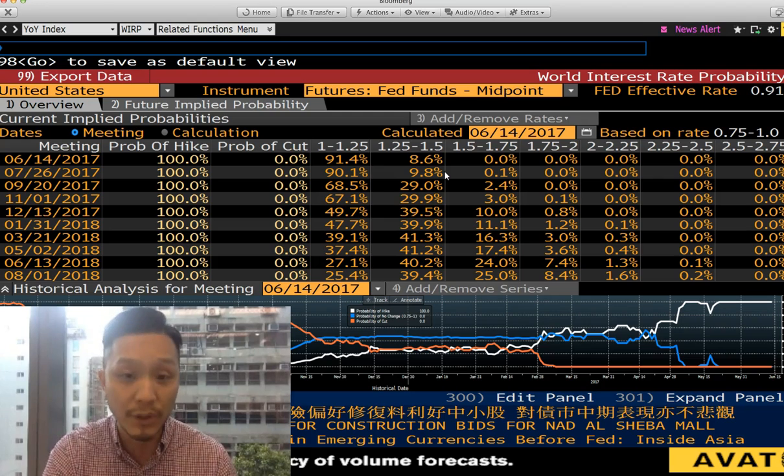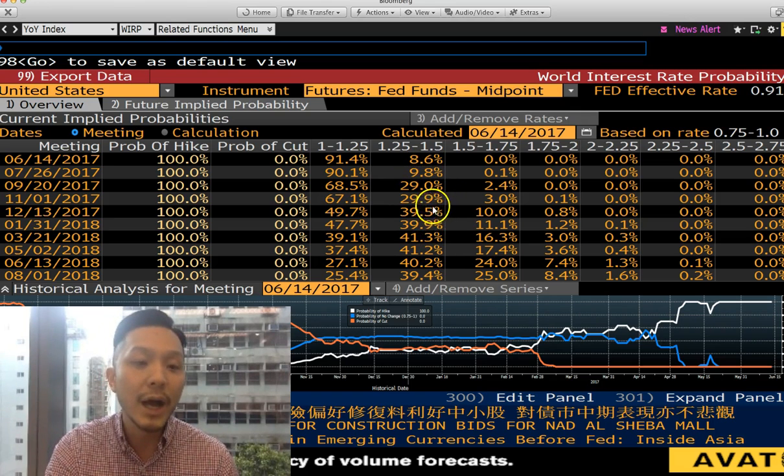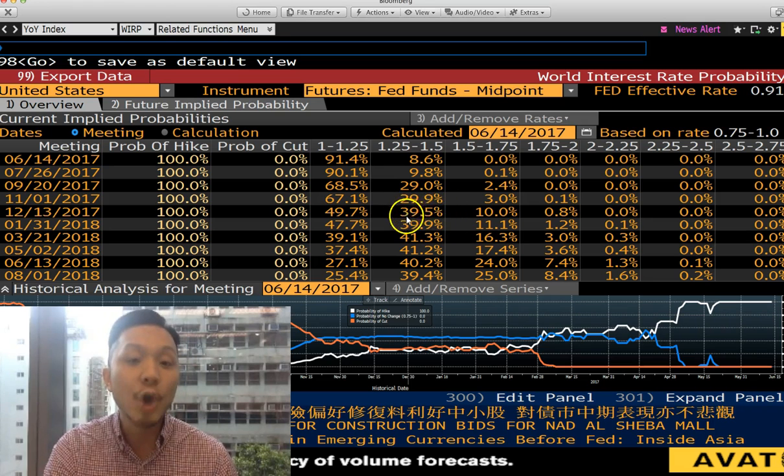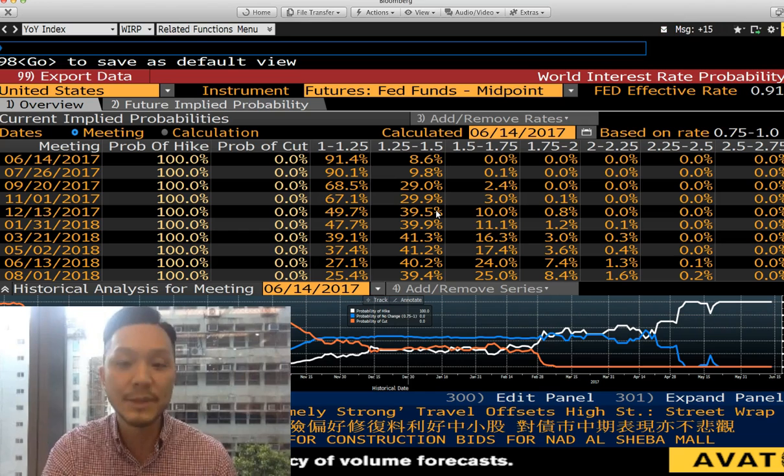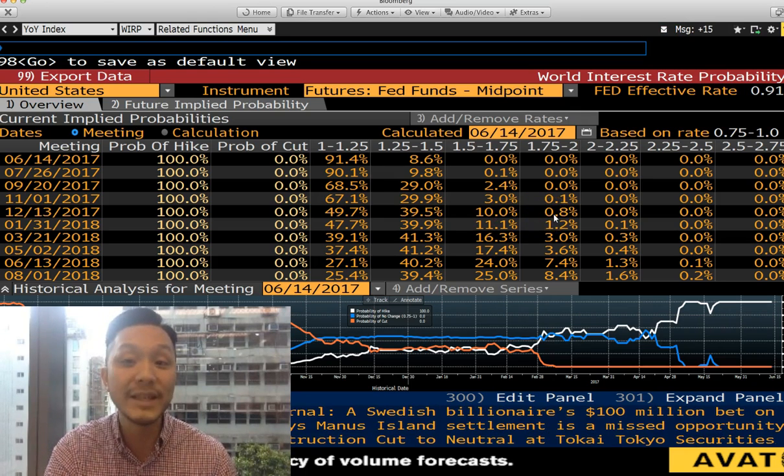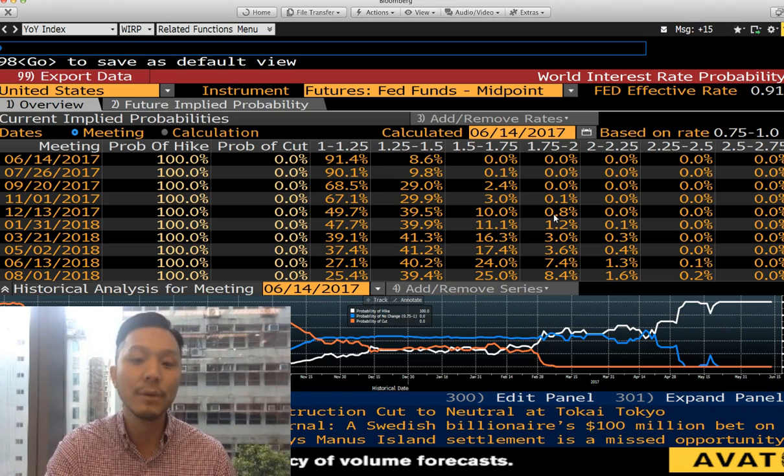for 50 basis points. If she also doesn't raise the interest rate in July, in September, or even to December, it's almost 40% that you are not going to raise the interest rate now. By Christmas time, you will have 40% of raising the interest rate altogether for 50 basis points, and 0.8% for raising 1%, one whole percent, okay? So this is the case.